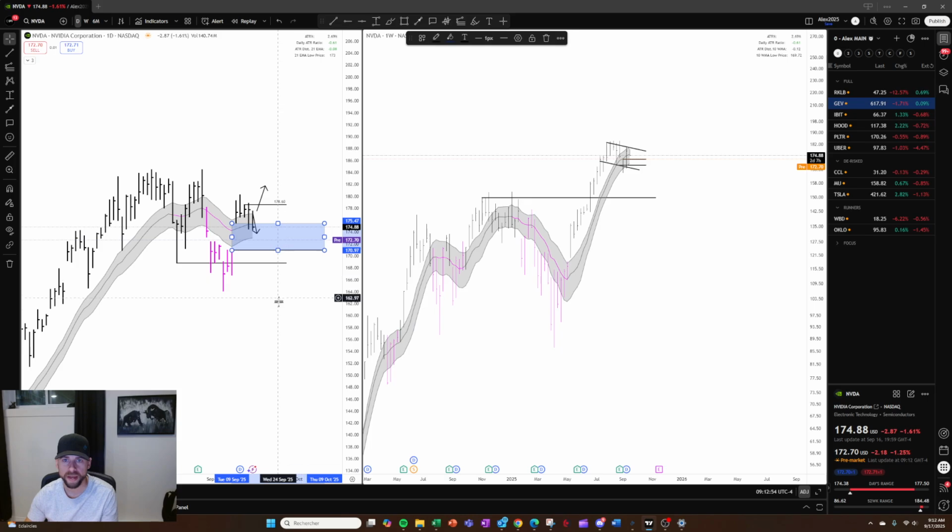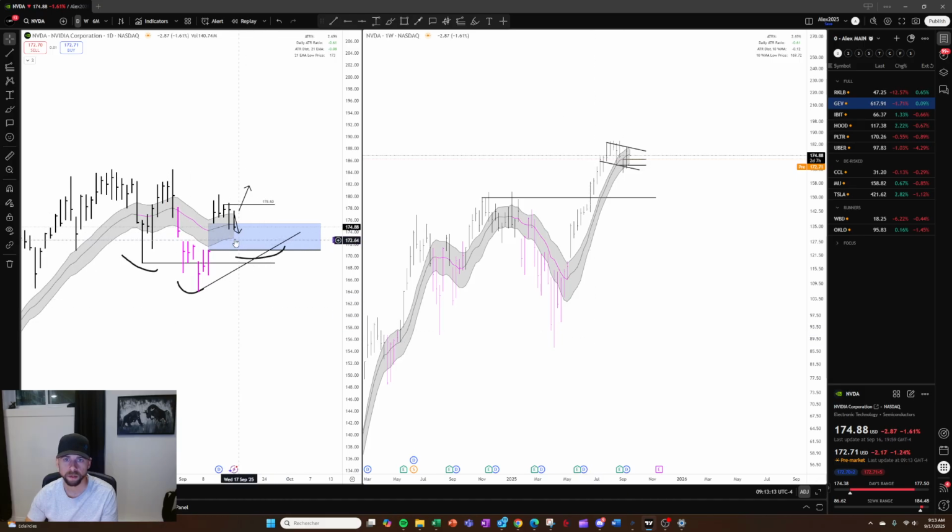Maybe build that right side, create that higher low and inverse head and shoulders type of setup right here. But otherwise we need confirmation. It's kind of weak right now, and I would not engage here. I think it needs more confirmation on the right side.